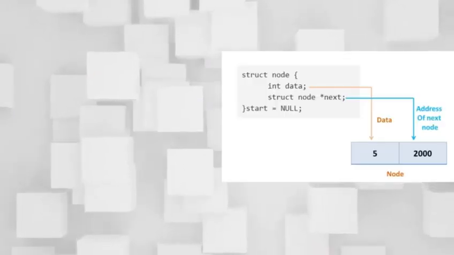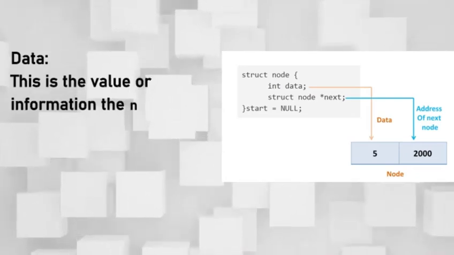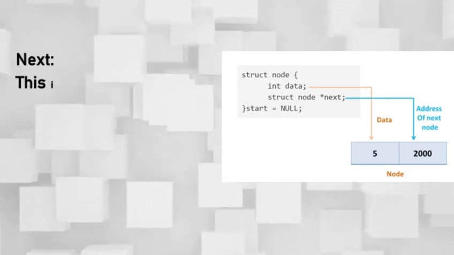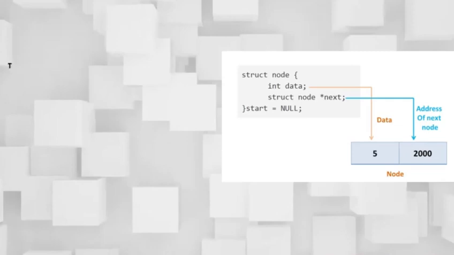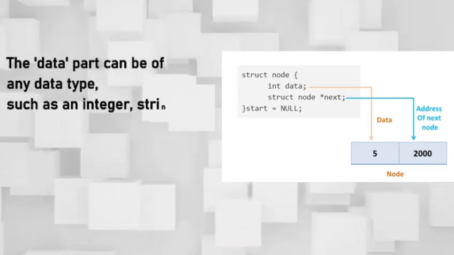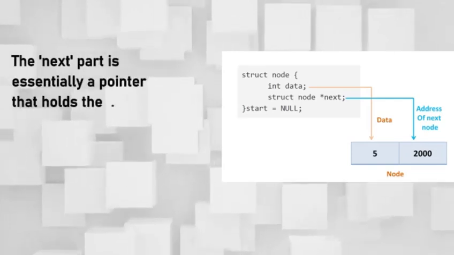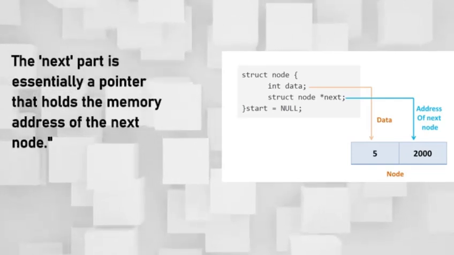Each node typically has two main parts. Data: this is the value or information the node holds. Next: this is a reference to the next node in the list. The data part can be of any data type, such as an integer, string, or even an object. The next part is essentially a pointer that holds the memory address of the next node.